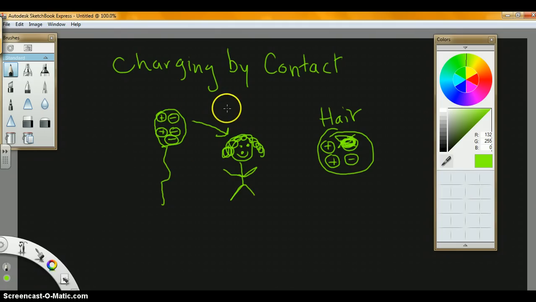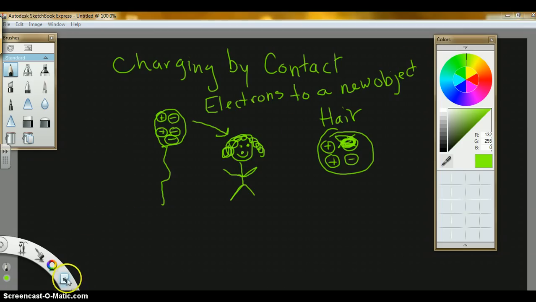So in charging by contact, the electrons move. The electrons move from one object to another. The electrons go to a new object, so they actually kind of find a new home. Okay, so that one's charging by contact.